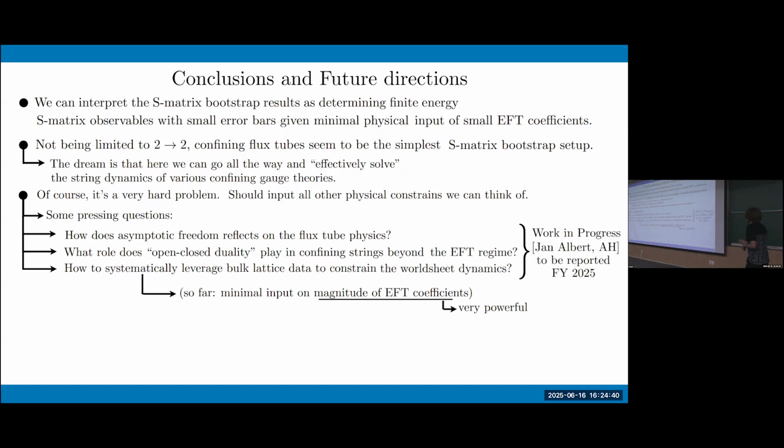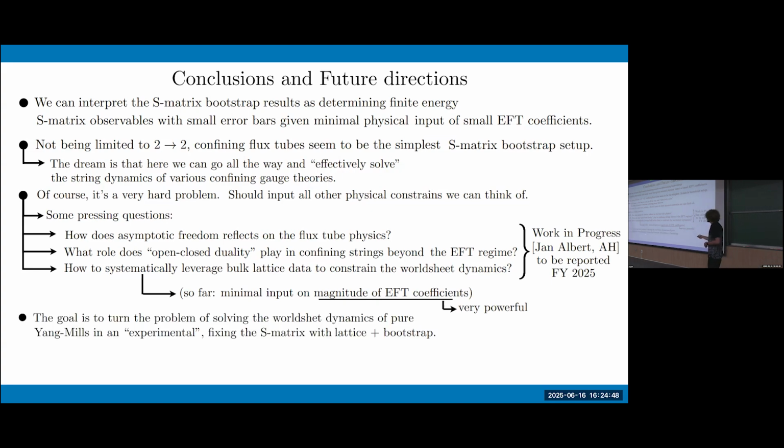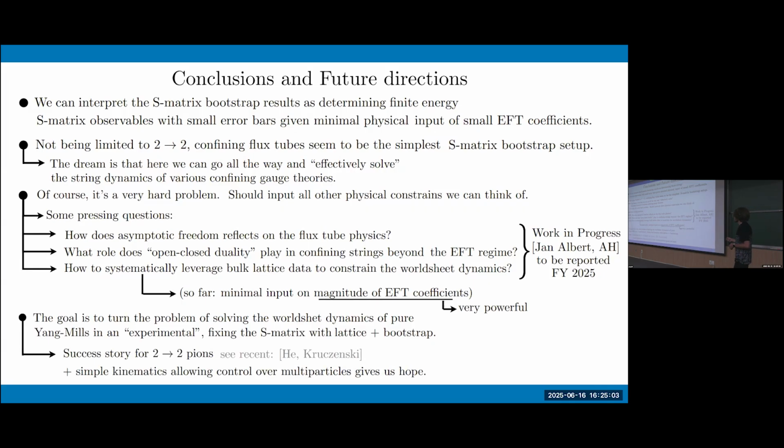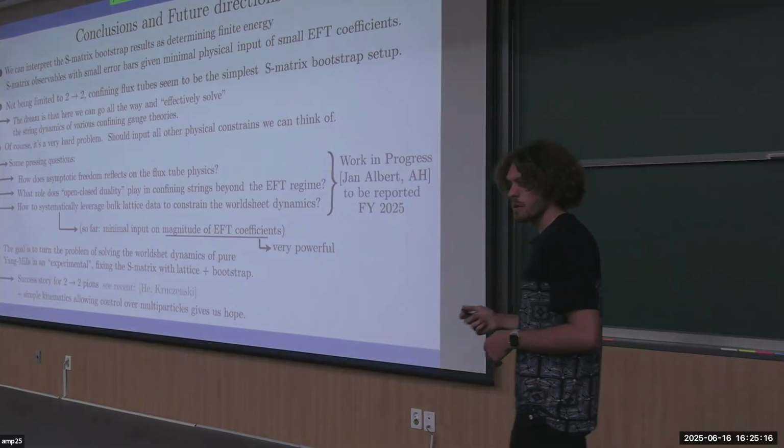So this is work in progress with my awesome collaborator, Jan Albert, and we should report it in the next few months. But overall, the goal is to try to turn the problem of solving the worldsheet dynamics of Yang-Mills theory into an experimental one, where by experimental I mean lattice, and try to fix the S matrix in this theory using purely lattice plus bootstrap techniques. Now, the success story from 2 to 2 pions, see, for example, the talk at Amplitudes last year by Ife, plus the simple kinematics of the confining string S matrix, which allow us to control multi-particle processes, give us hope that this might be possible.